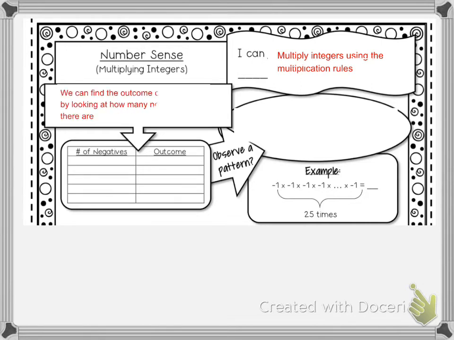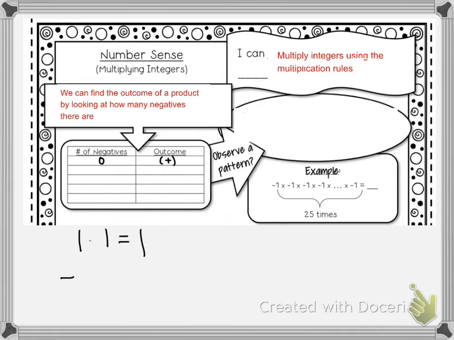So let's look at this table we have here. It says that we can find out the outcome of a product by looking at how many negatives there are. So I'm going to get us started and let's see if we can find a pattern. So let's think about if we have no negatives. So we're just going to do 1 times 1, which equals 1. So if we have 0 negatives, our outcome is going to be positive.